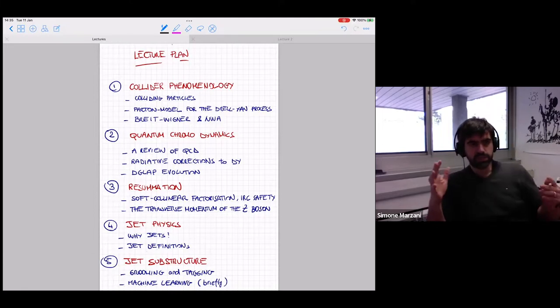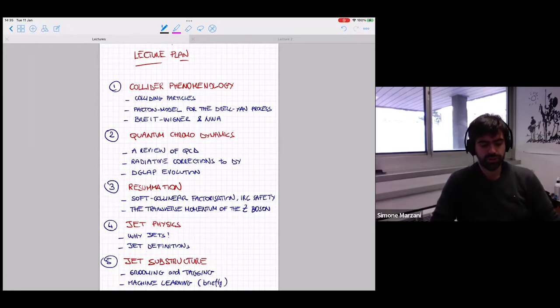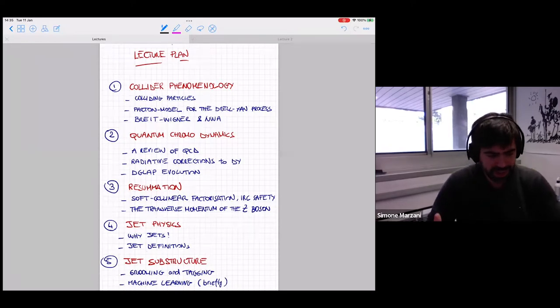So the plan for today is to give a review of QCD, and I will follow an almost historical path. So try to see what were the hints that led people to write down a field theory for strong interactions. And then we'll come back to our process, and we'll try to use this understanding of QCD to compute what are known as radiative corrections to the Drell-Yan process. So we'll try to compute the cross section to order alpha_s. Yesterday we did it to order alpha_s to zero.